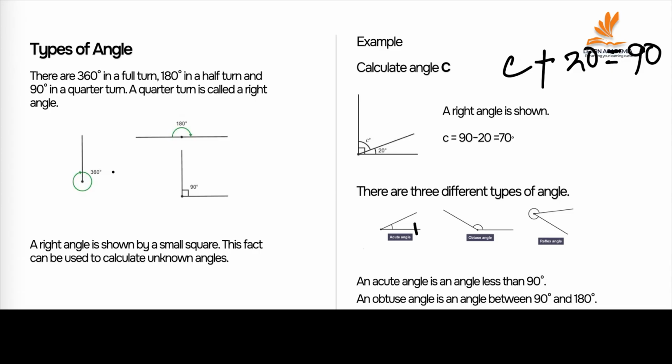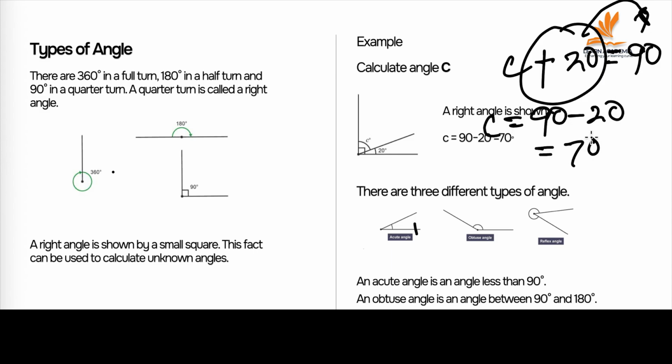If I were to solve for C, I would simply subtract 20 from both sides, or as we would usually say, I would move 20 to the other side. And when 20 crosses over to the other side, it becomes negative 20. So C is equal to 90 minus 20, which is 70 degrees, making C equal 70 degrees. I believe that's quite clear. So this principle applies for every other angle too.